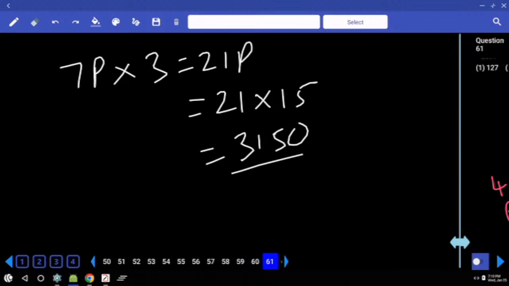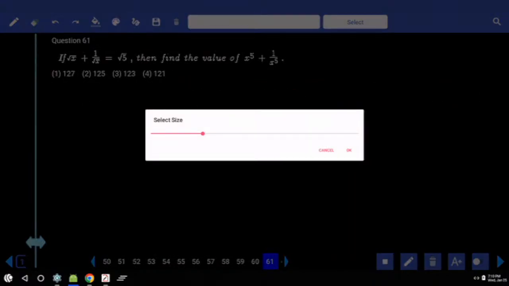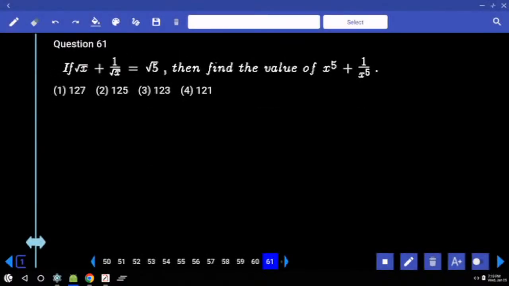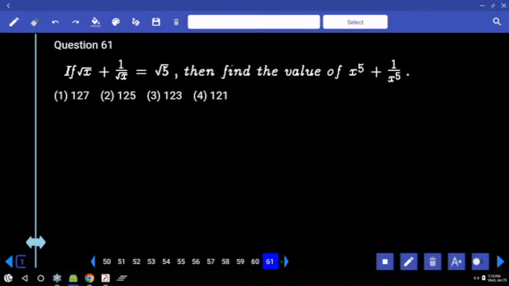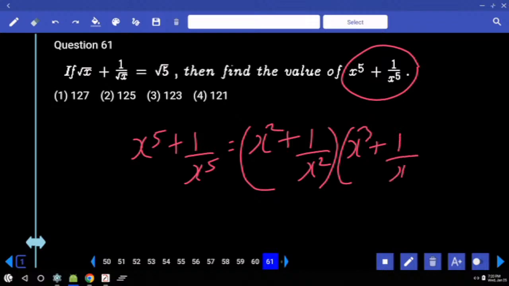Right, next. 61. Okay, this is an algebra question, right? If root x plus 1 by root x equal to 5, find the value of x power 5 plus 1 by x power 5. Now, first of all, if you want to find x power 5 plus 1 by x power 5, we have got a formula for this, which is x square plus 1 by x square into x cube plus 1 by x cube minus x plus 1 by x. This is the formula for this. So for this, we have to find out basically what? X plus 1 by x.